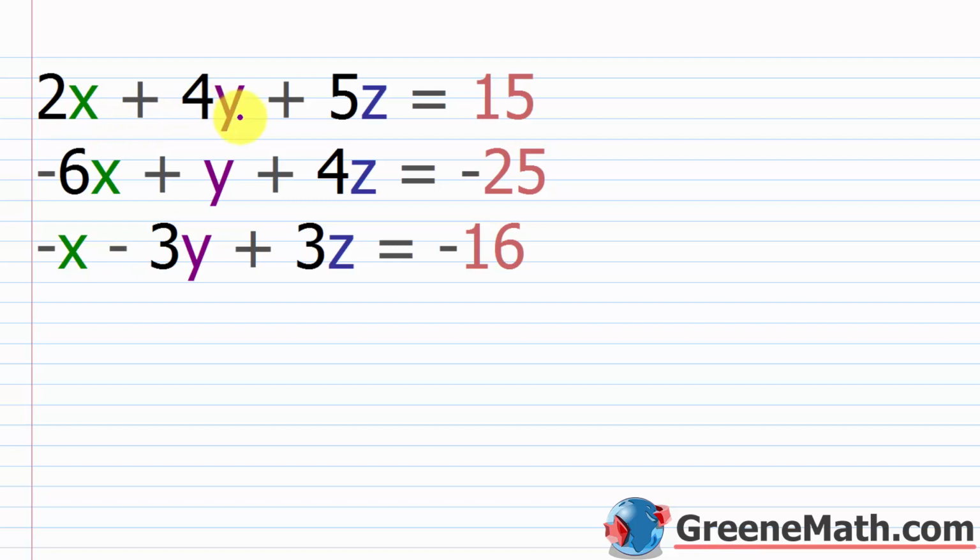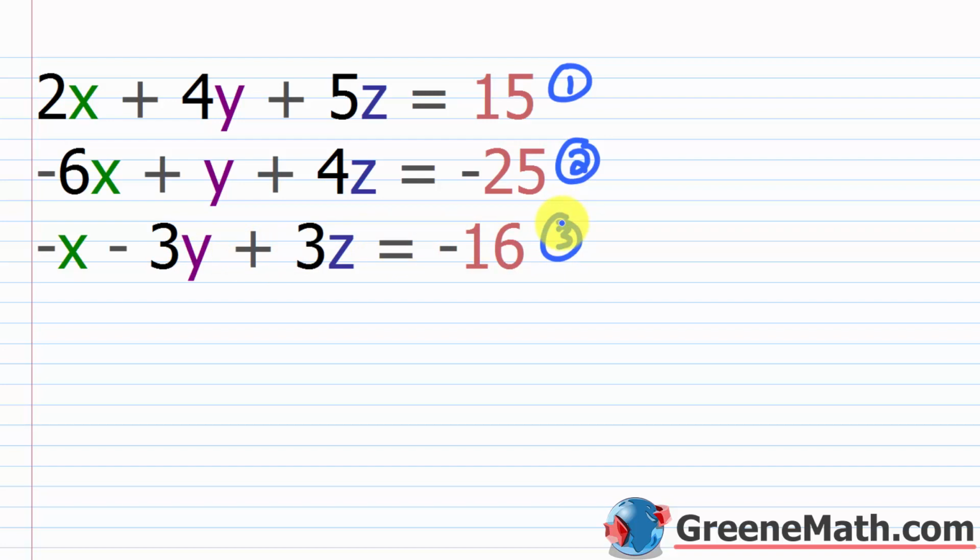So we have 2x plus 4y plus 5z equals 15. Let's call this equation 1. We have negative 6x plus y plus 4z equals negative 25. Let's call this equation 2. We have negative x minus 3y plus 3z equals negative 16. Let's call this equation 3.